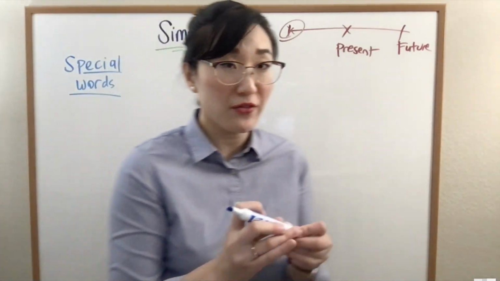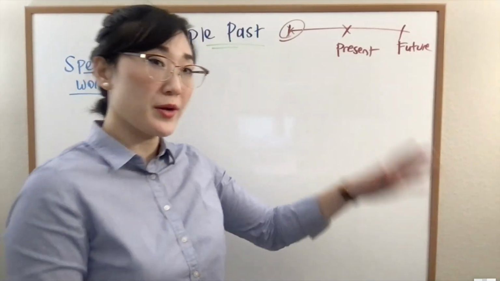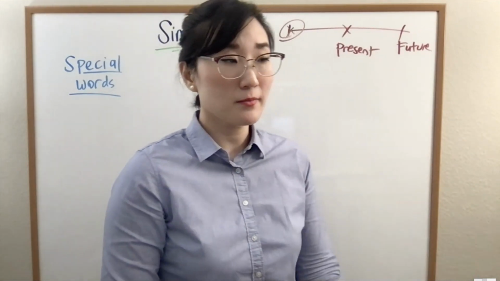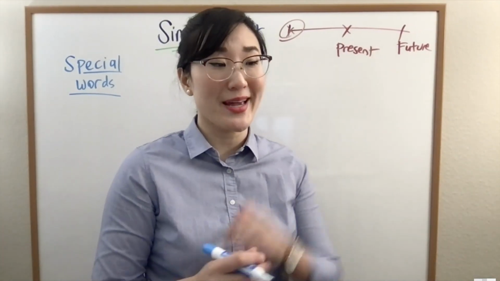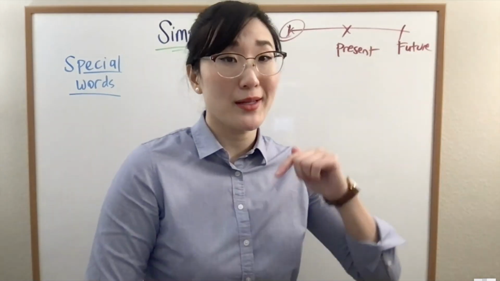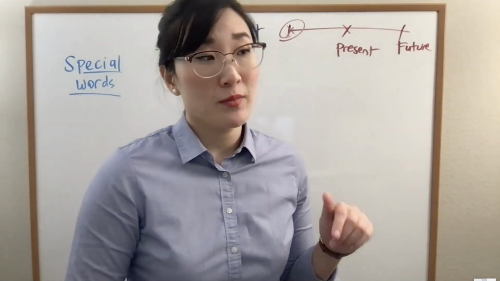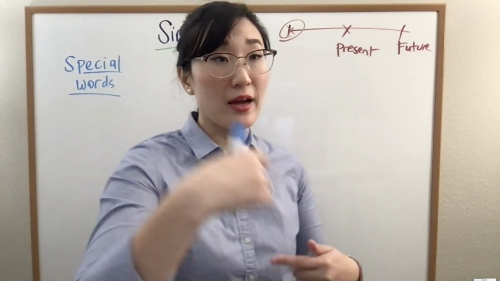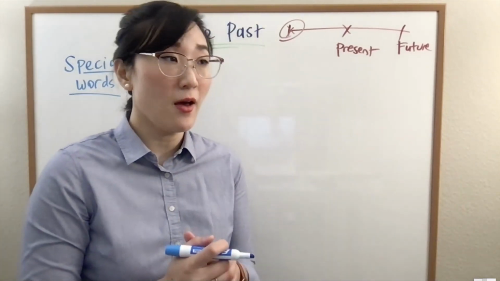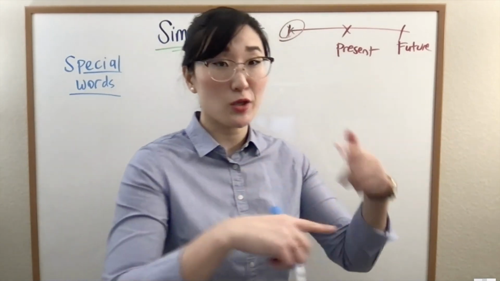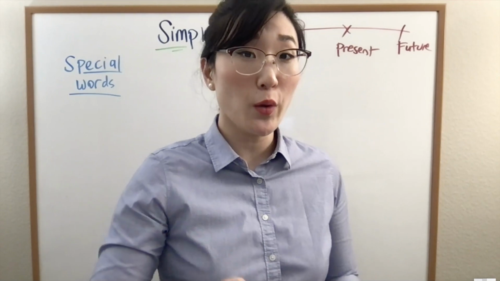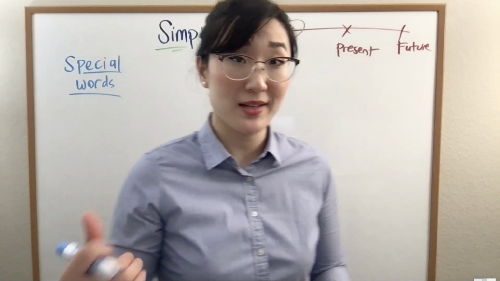For example, in the future, we say tomorrow, next week, next month, in 30 minutes. Present continuous, we say now, in the moment, at the moment. Present, simple present, we say every day, every week, every month, on Mondays. It shows it's a routine. So we need to remember that there are some special words that we use with the simple past tense.